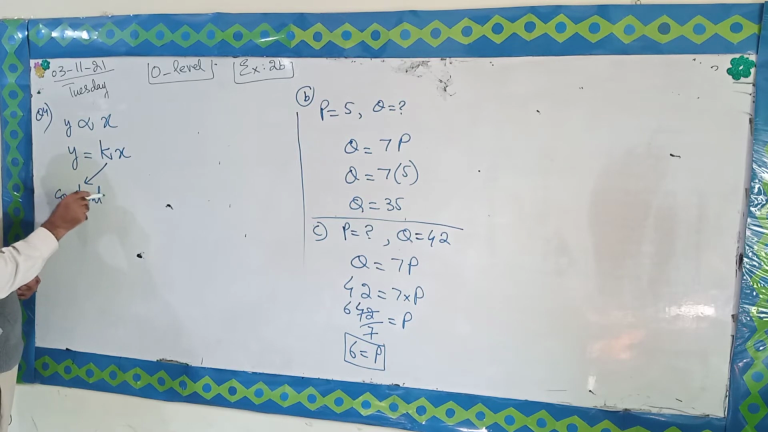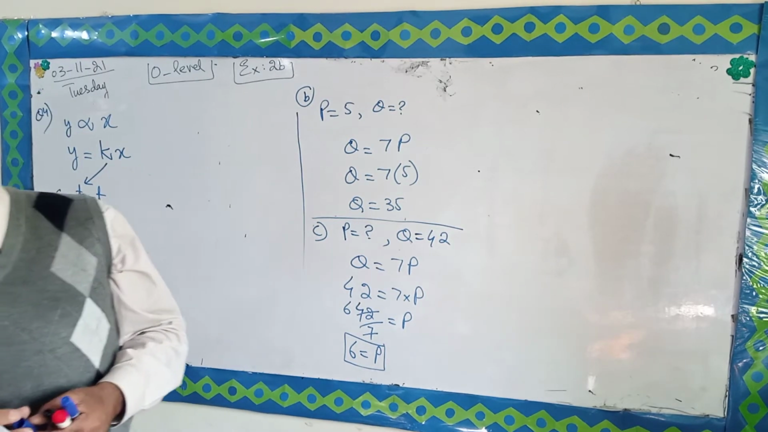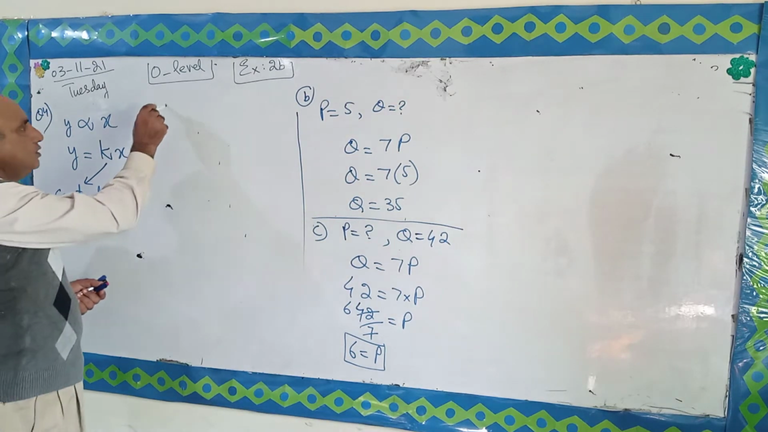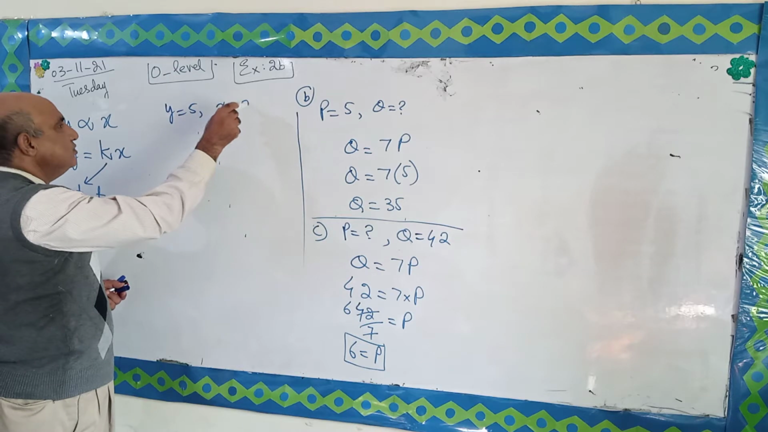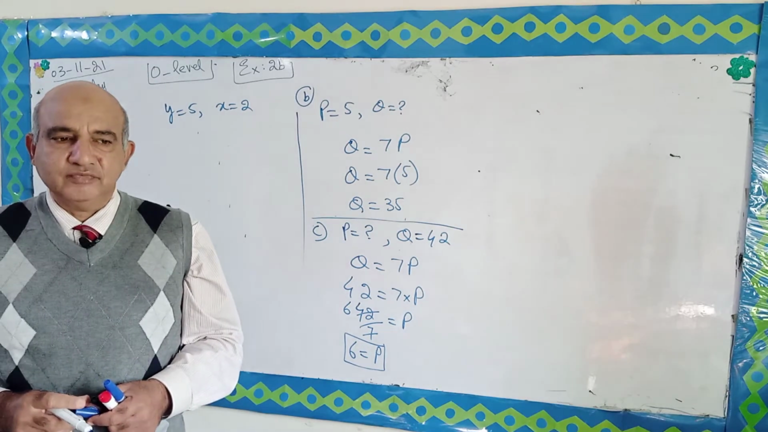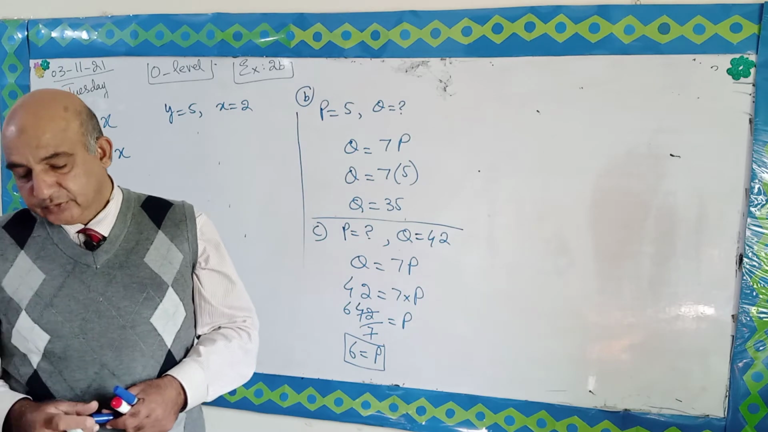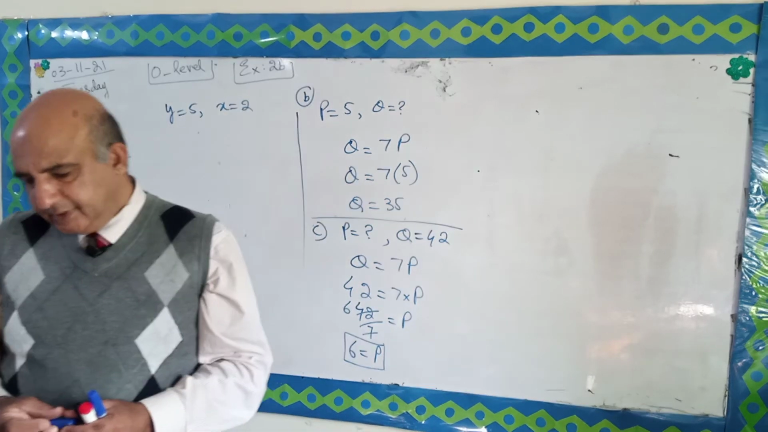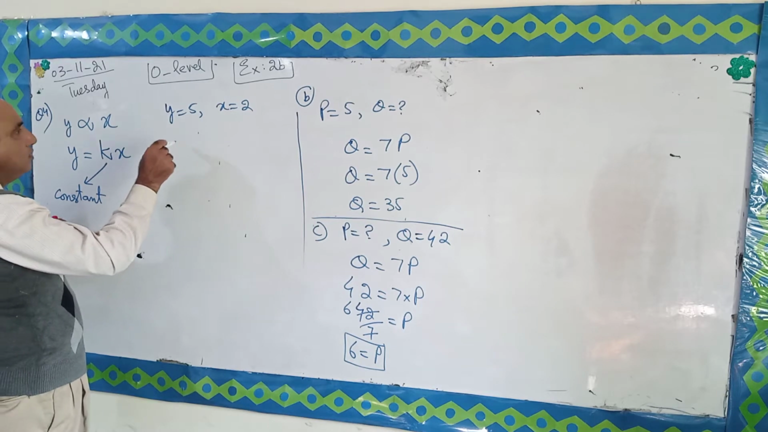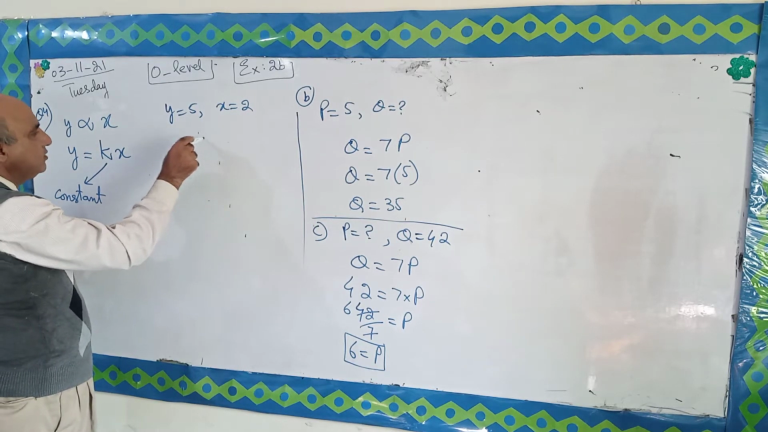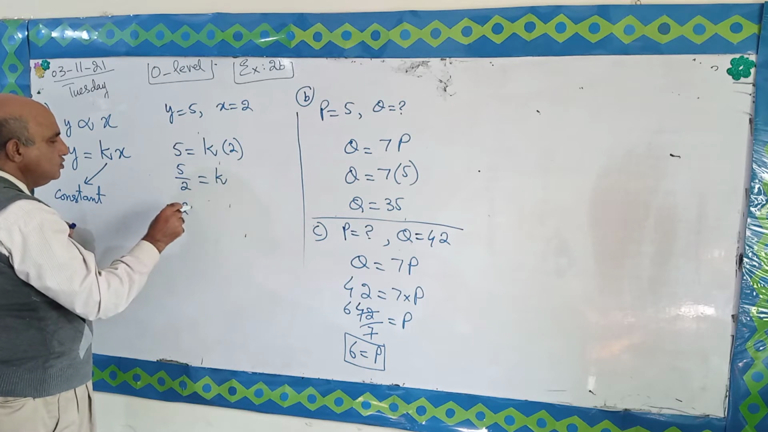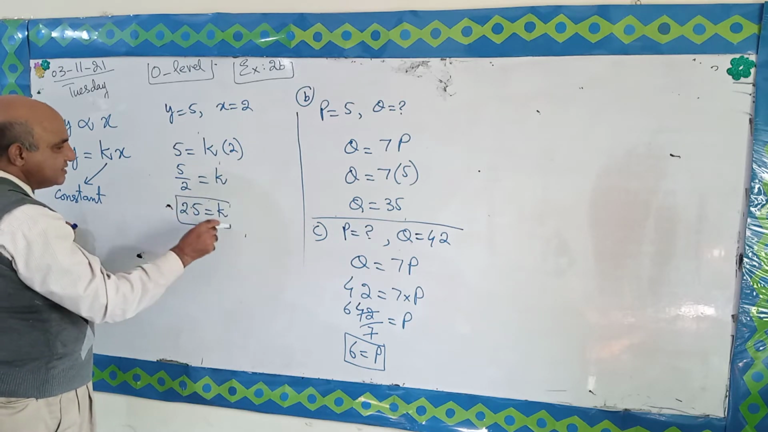K is the constant. Now he is saying, if y is equal to 5 and x is equal to 2, we have to find the value of k first, then we will find the value of y again. So first we find the value of k. y is 5, x is 2, so 5 over 2 is equal to k, 2.5 is equal to k. This is the value of k.